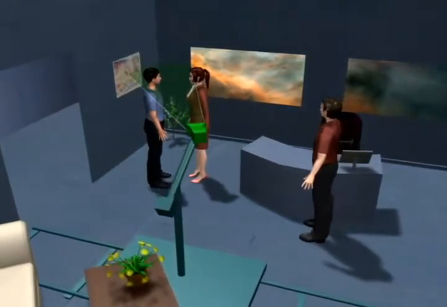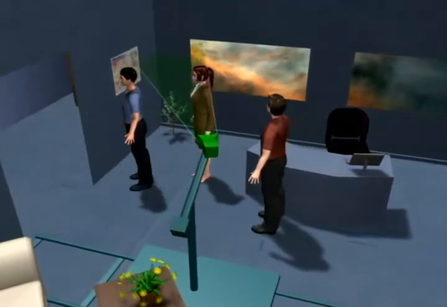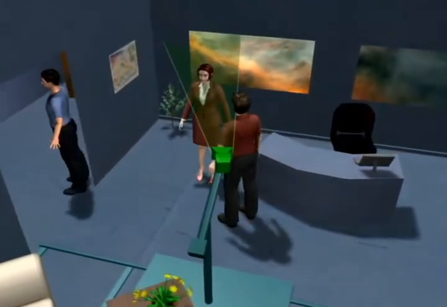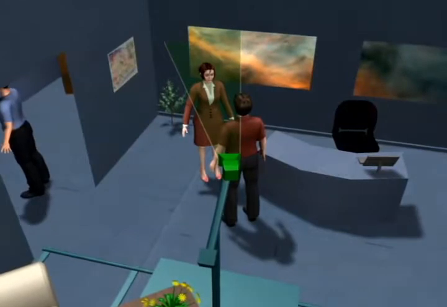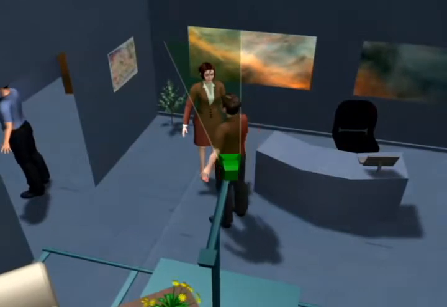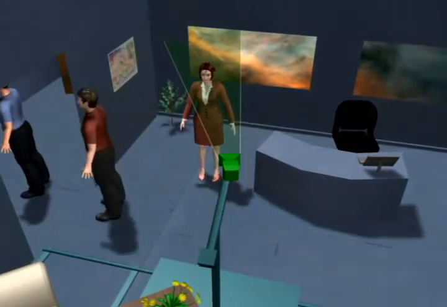When she's done talking to the guard, he leaves, and Jeremy walks over. By reframing, we're now in an over-the-shoulder. This shot is done when Jeremy walks out.